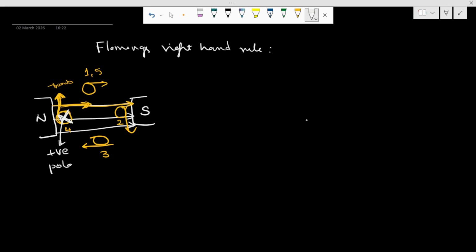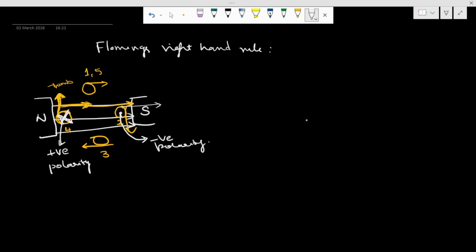Next, consider the second position. The conductor is moving downwards and the field is moving north to south. This is the forefinger direction and this is the thumb direction. Then the middle finger shows out of the plane. Out of the plane, we make the polarity a dot. Let us consider the dot polarity as negative polarity.